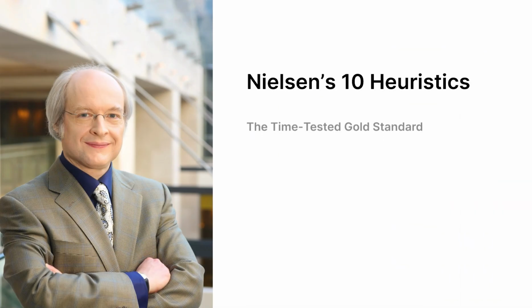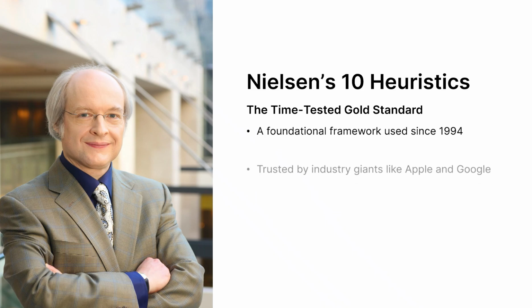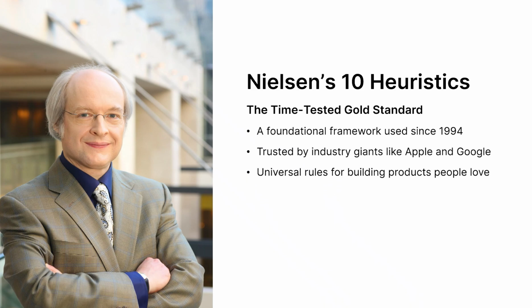Back in 1994, usability expert Jakob Nielsen figured out something important. Most interface problems follow patterns. He identified 10 principles that separate frustrating designs from delightful ones. And these aren't just academic theories. Companies like Apple, Google, and Adobe have been using them to build products that millions of people love. Let's break them down in plain English.